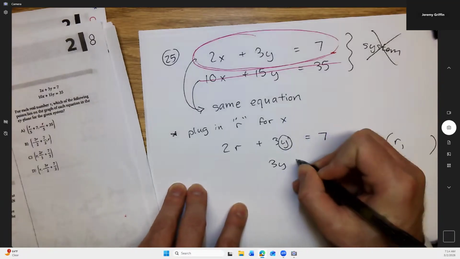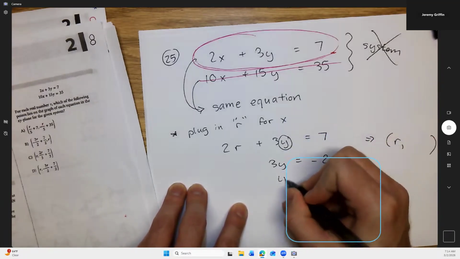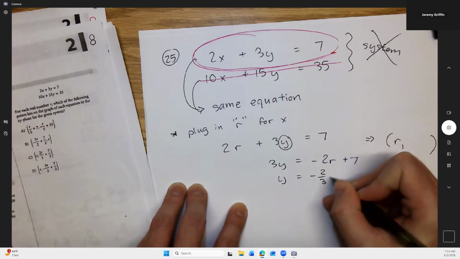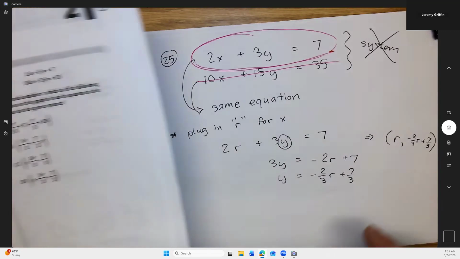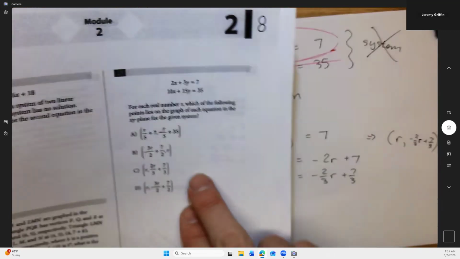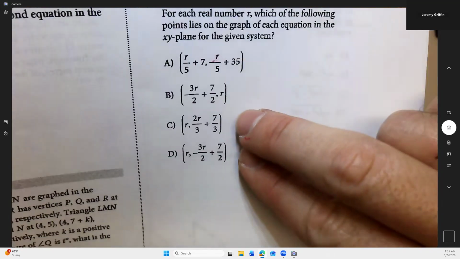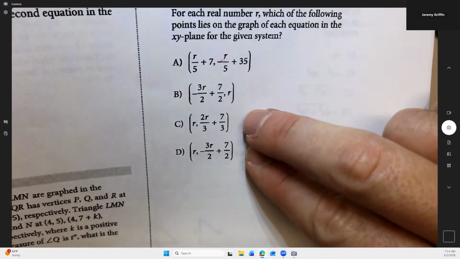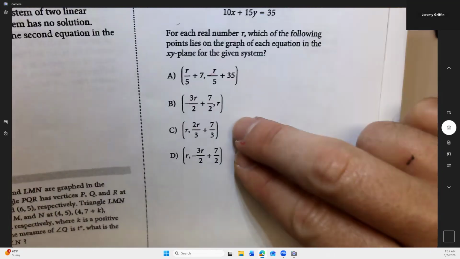So we get 3y equals negative 2r plus 7, y equals negative 2/3 r plus 7/3. But do I see that as a multiple choice answer? No. C and D, not quite. So it's not exactly either of those. We hit a dead end. Uh-oh.